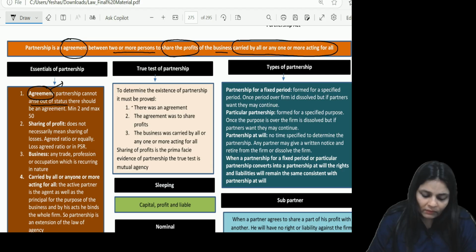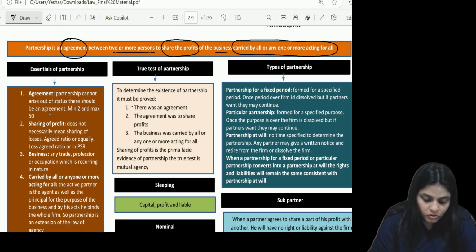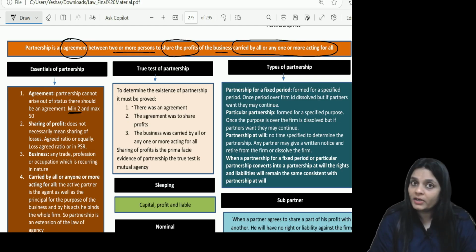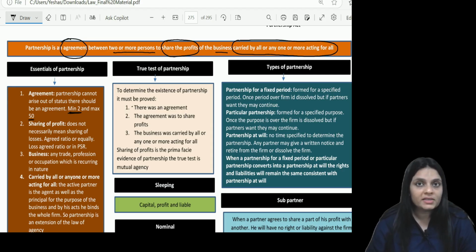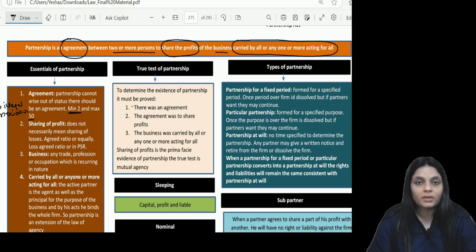Then, when I say agreement, obviously I cannot agree with my own self. So there has to be a minimum of how many? Two. The maximum is not given under the Partnership Act, it's given under the Companies Act, which is 50. And if at any point of time it is more than 50, it becomes an illegal association, right?